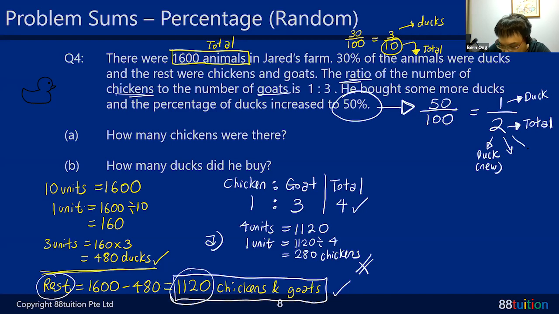And also consists of the chicken and also the goat. Is that true? So you must understand the fraction 1/2. The 1 is the ducks in total, inclusive of the new ducks. The 2 is the total. So the total includes the new ducks and the old ducks, and also includes the chicken and goat.